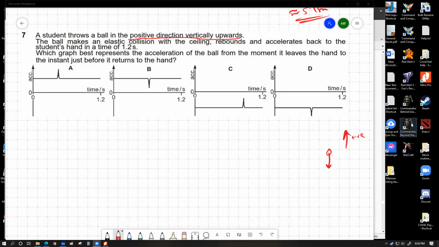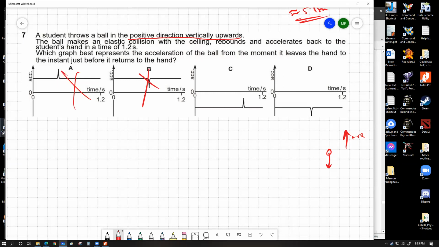Yes sir, understood. You have to choose your words precisely to articulate your concepts properly. So this is the first thing: because we are considering upward positive, and for the entire duration, as it is not in collision with the ceiling or not in touch with the hand, there will be a negative acceleration, which means A and B are out of question. We do not choose any of these. So our only possible choices are C and D.